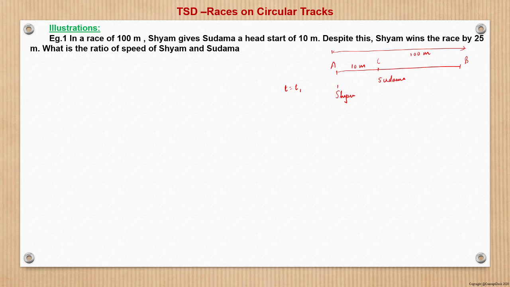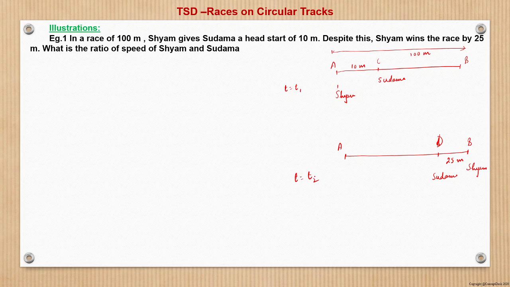Now, despite this, Shyam wins the race by 25 meters. Finally, when the race ends, this is the B position, this is the A point. When Shyam reaches here, at that time Sudama was somewhere at this point D, and the distance between these two is given as 25 meters. This is at time t equal to, say, t2.